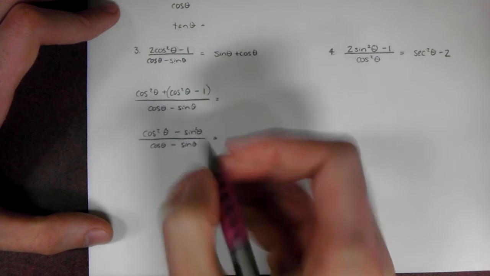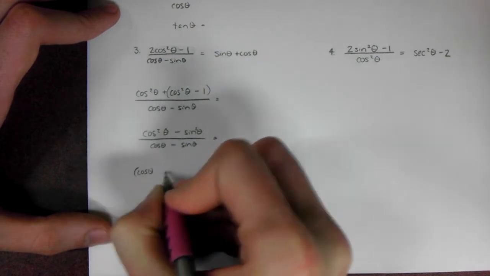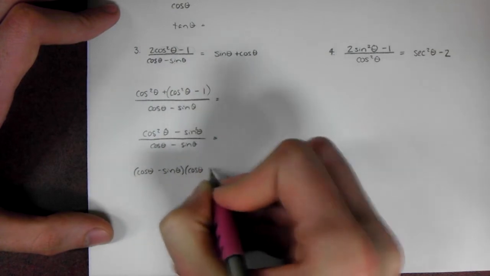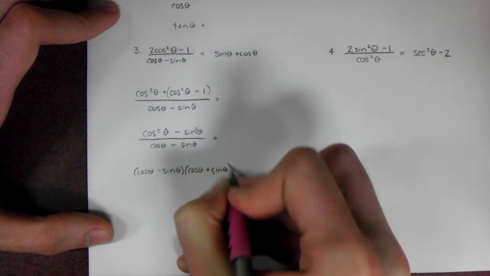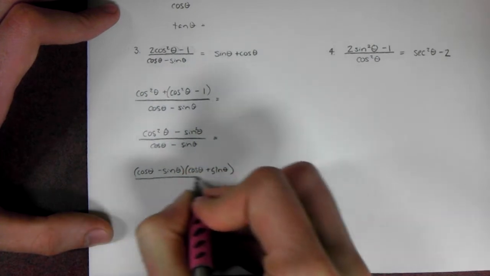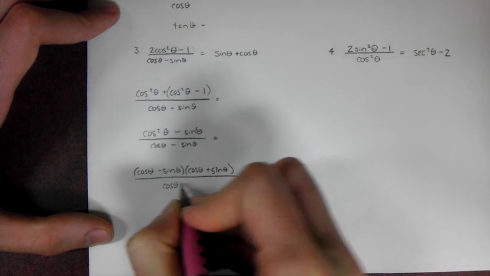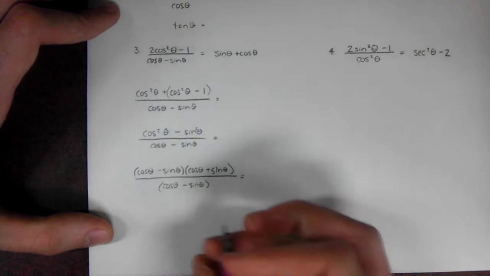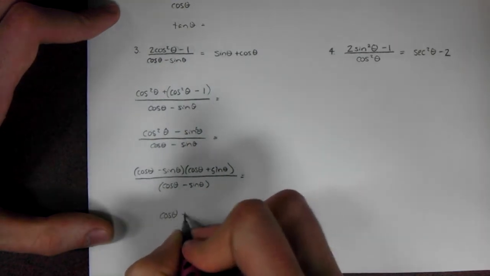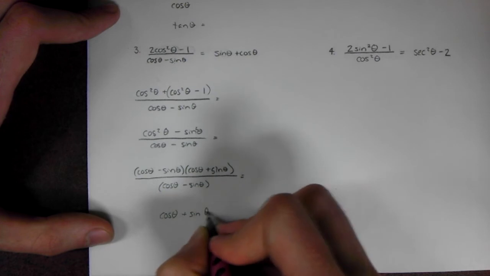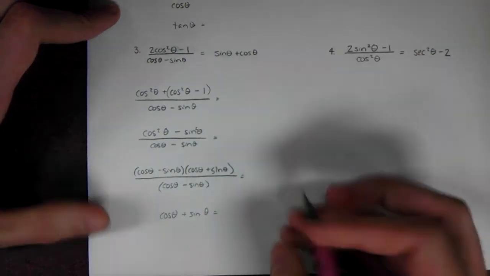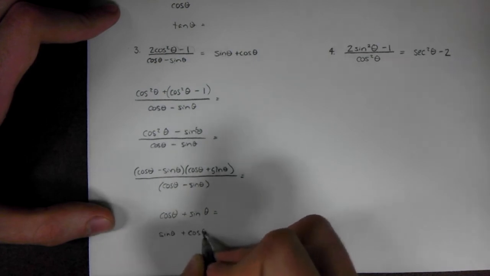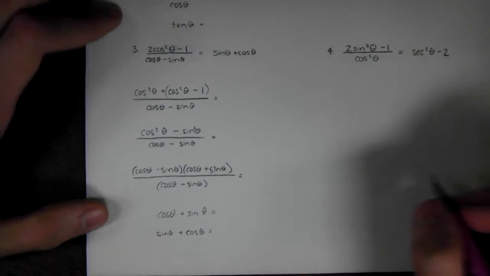So notice the top is a difference of two squares, so it'll factor as cosine minus sine, cosine plus sine, over cosine minus sine. And then finally the cosine minus sines will cancel out, giving cosine plus sine, which is what I wanted to have. If you want to write it the correct way, that's fine. We know that addition is commutative, so the order doesn't really matter.